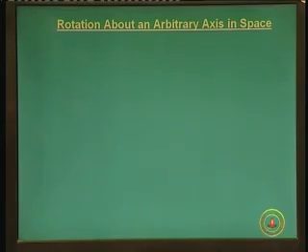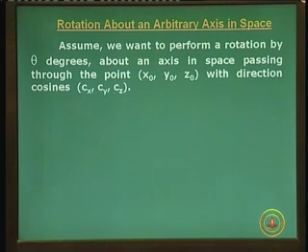Now, if you remember in 2D transformations, we also talked about rotation and reflections about arbitrary lines and planes, and we first looked at very special cases, and then we moved to a general rotational matrix. So, in the next few minutes we will study rotation about an arbitrary axis in space. Okay. So, what do we have here?